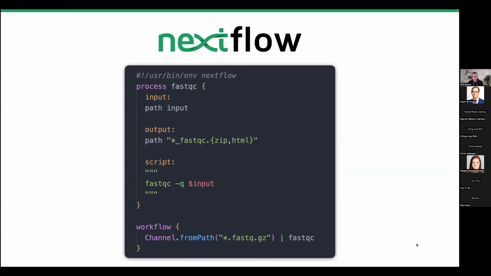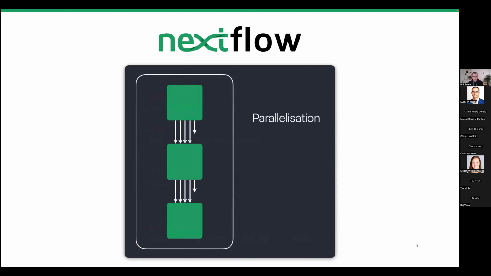That process is then linked down in the workflow below, and we've got a channel which is saying, take our input of FASTQ files here and run them through fastqc. And Nextflow will implicitly handle the parallelization of this for you. And that's one of the real strengths of Nextflow, is that you write your script in quite a simple way, and Nextflow knows how to make that as parallelizable as possible. So everything runs as quickly and efficiently as possible.